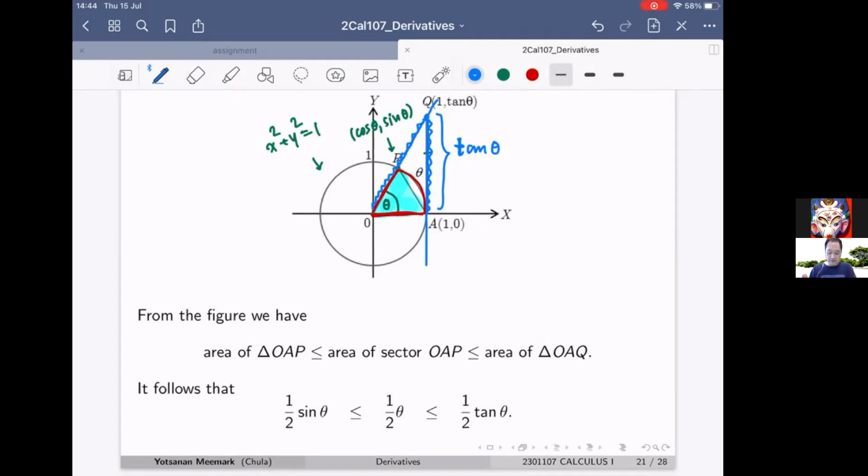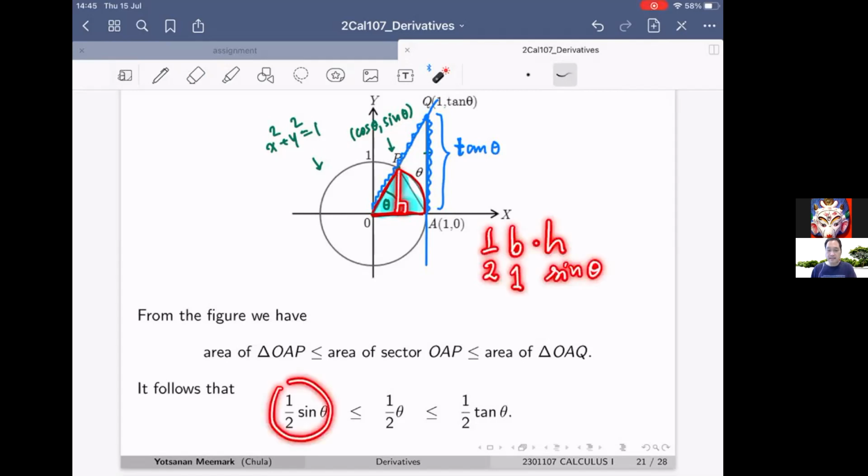Which one can we find the area of? Let's look at this one. Because the y-coordinate of P is sine theta, if you drop this as the height for this triangle, the area will be 1/2 the base times the height. The base is the radius of this circle, which is 1, and the height that you just dropped from P is sine theta. So the area of this triangle is simply 1/2 sine theta.